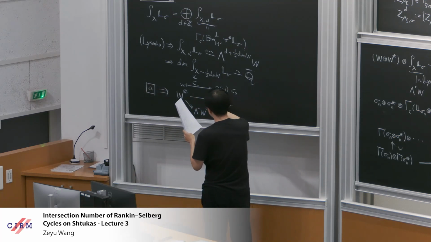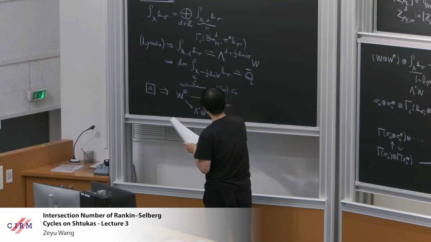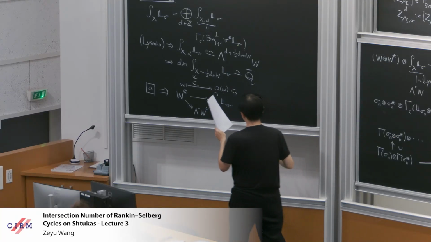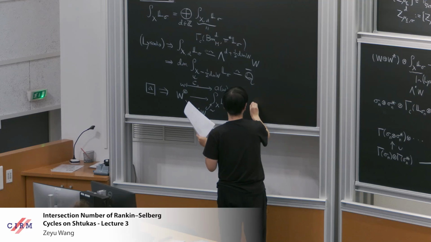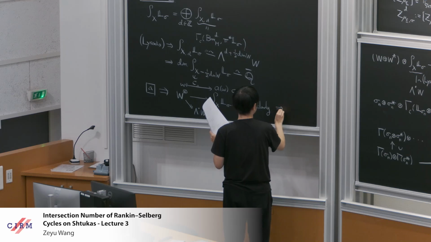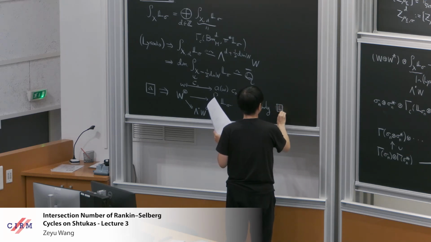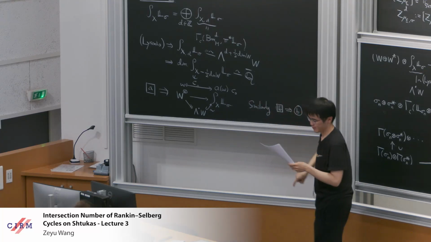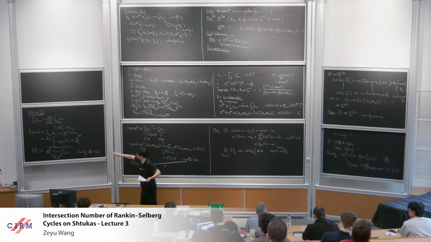Right, that forces this map to be injective, but if you consider dimensions of both sides, you see it must be an isomorphism. And I should say that similarly you can deduce B. Similarly, you can use some B box to deduce B.